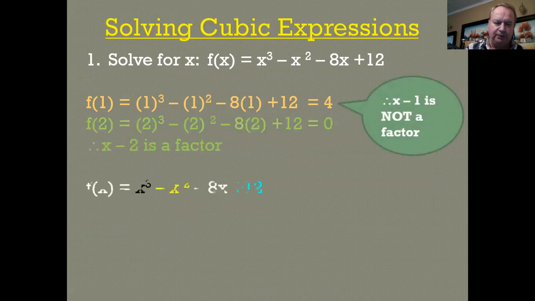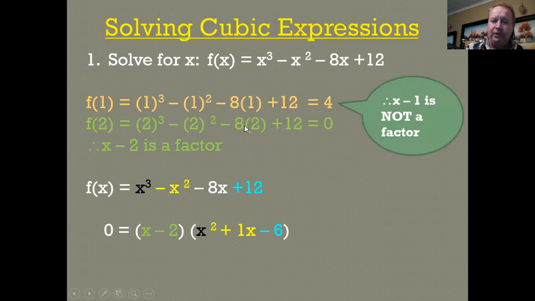Now I try 2. 2 cubed minus 2 squared minus 8 times 2 plus 12. That's 8 minus 4 minus 16 plus 12, which will give you 0. So x minus 2 is a factor. If f of 2 is 0, then on the opposite side, x minus 2 is a factor.